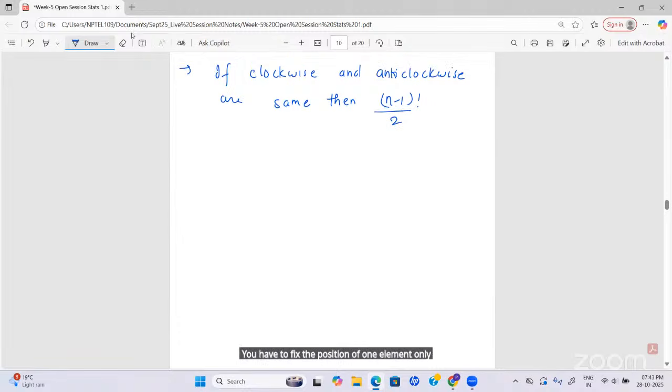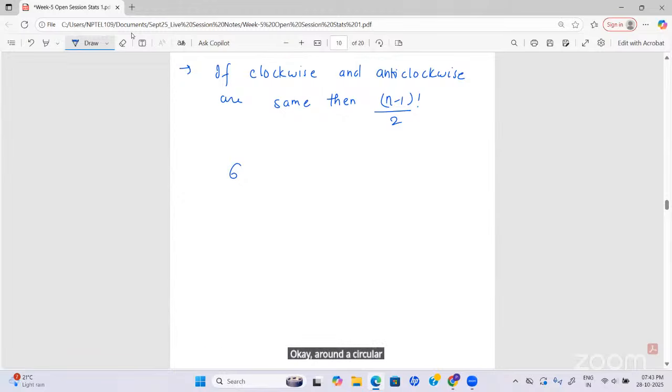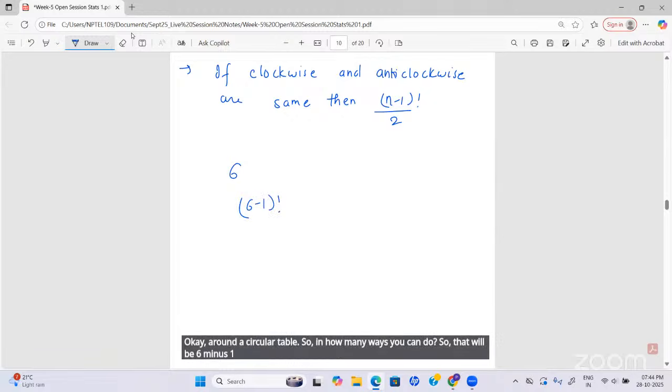Suppose the question is, if you have 6 people that you want to arrange around a circular table, in how many ways can you do it? That will be 6 minus 1 factorial, which is 5 factorial.